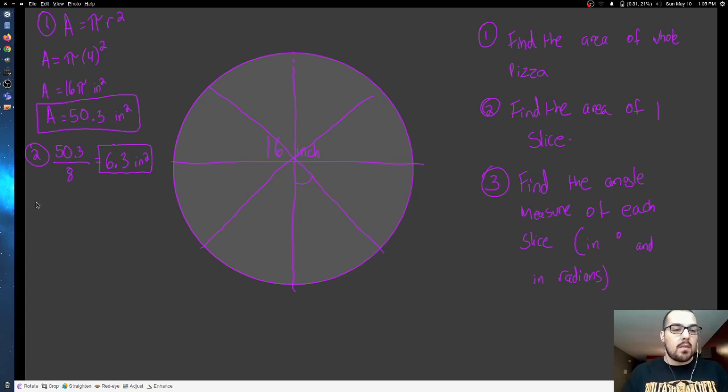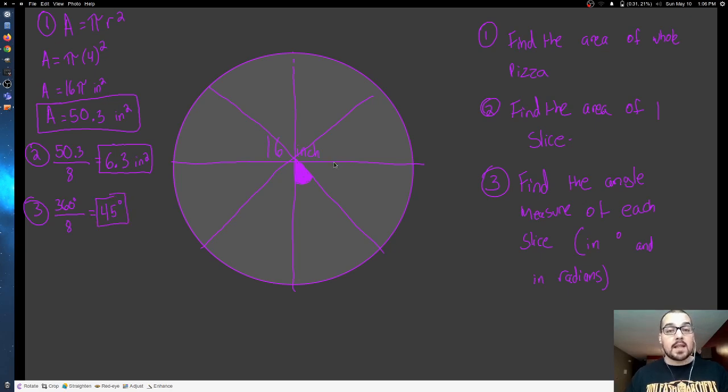Now for 3, I asked you to find me the angle measure of one slice here, and I asked you to do it in radians and to do it in degrees. So you may have tripped up on this one a little bit, but hopefully it wasn't too bad. You know that a circle has 360 degrees total. Once again, there's 8 slices, all being equal. So let me take my 360 total degrees divided by 8. And I'm getting 45 degrees. Nice round even number.